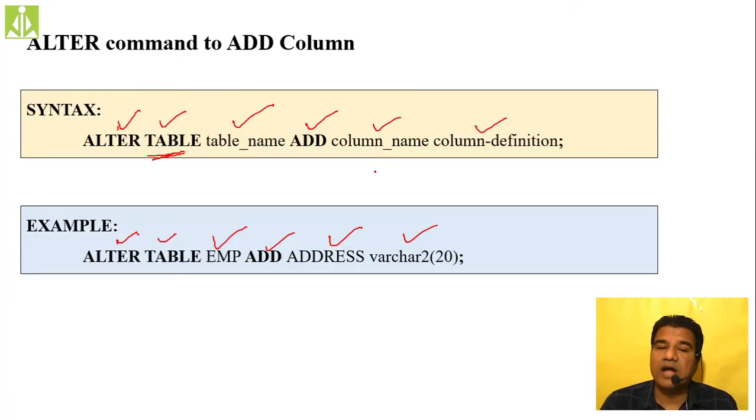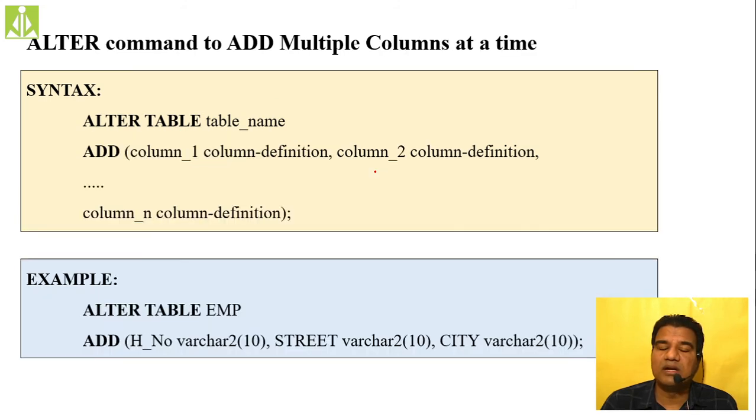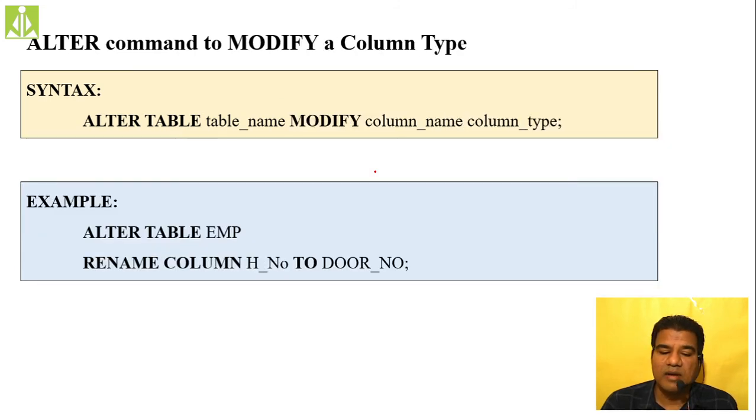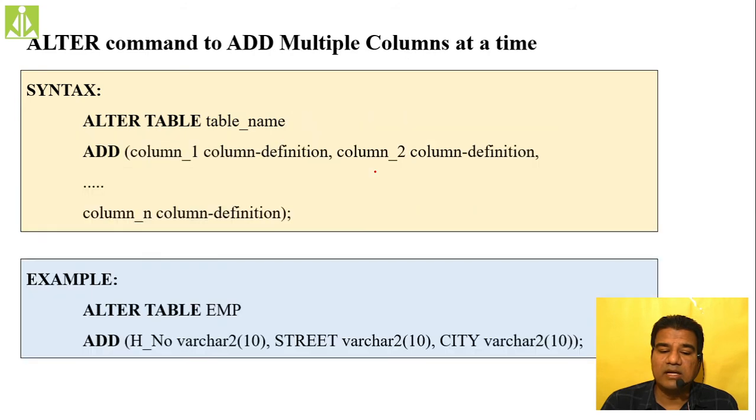Okay, then adding multiple columns. Here we have added only one column, but if you want to add multiple columns, the syntax is very simple. Previously whatever syntax we have followed, that same syntax we follow, but previously we have not used this parenthesis because we were having only one column to be added. But now as I have multiple columns to be added, you have to use this parenthesis, and in between that parenthesis you have to specify all column names followed by their definitions.